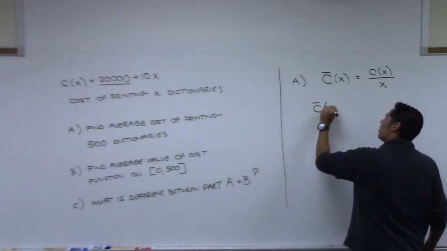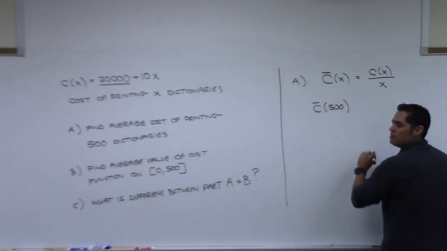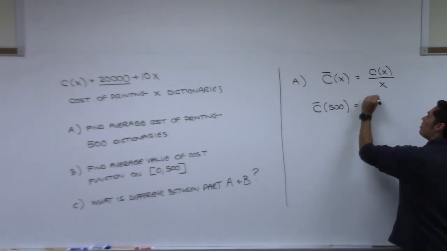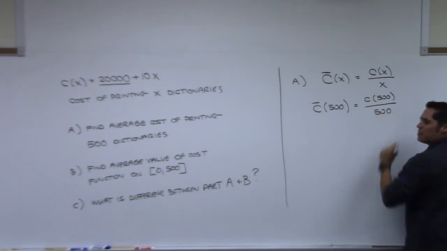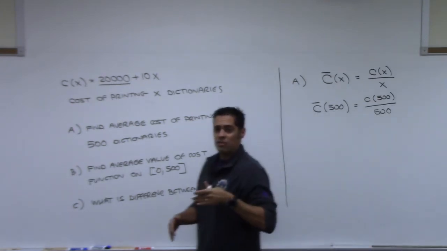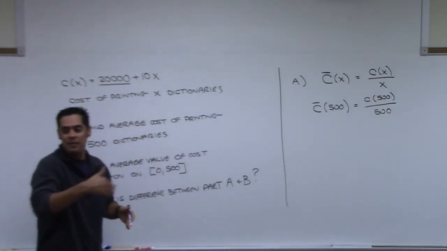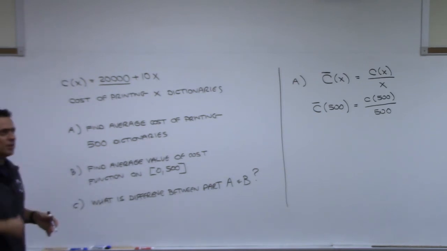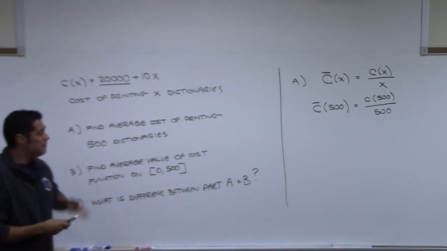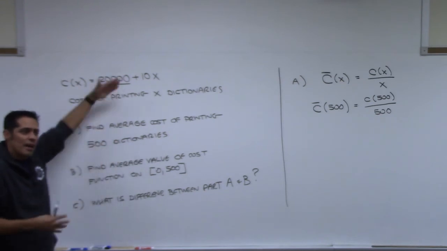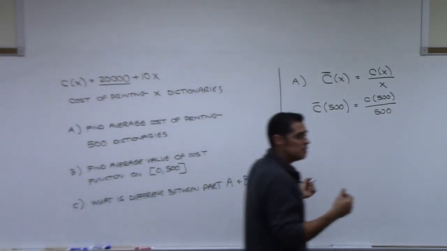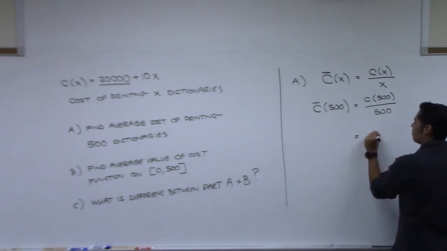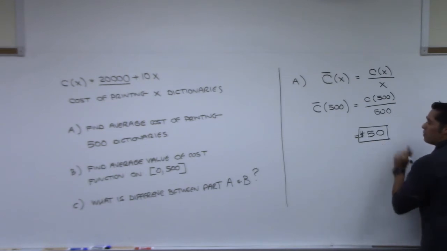average cost of doing 500 dictionaries should be the cost of doing 500 dictionaries divided by 500. And that's going to give you the cost per dictionary if you produce 500 dictionaries. So plugging in 500 is slightly correct. You still need to divide by 500. So what does it turn out to be? 50? Okay, I'm going to trust that answer, $50. $50 per dictionary.